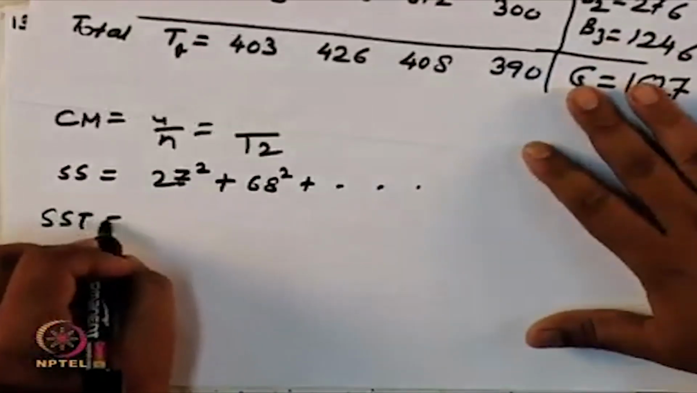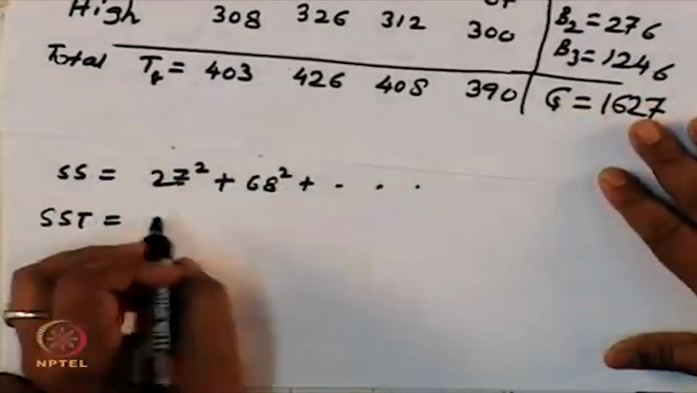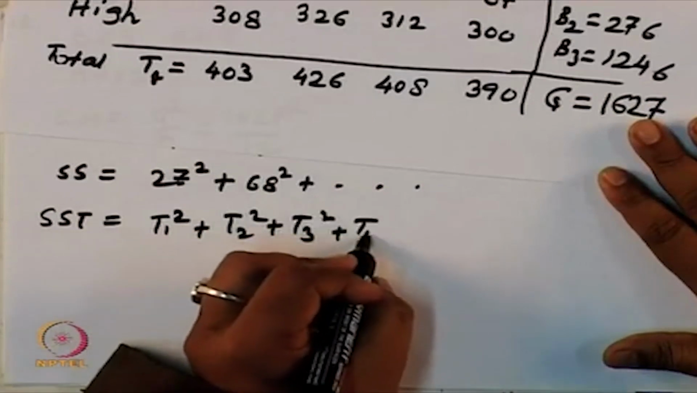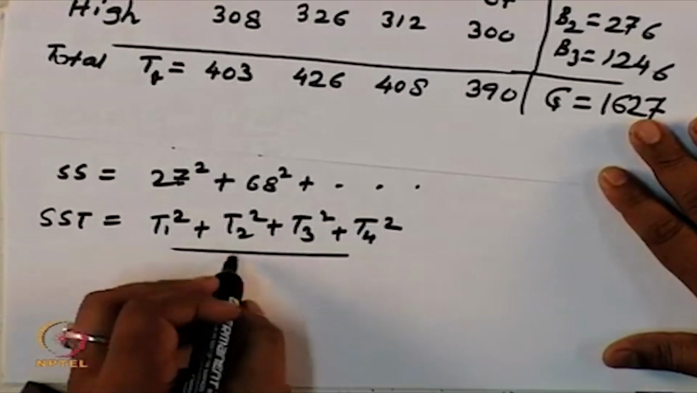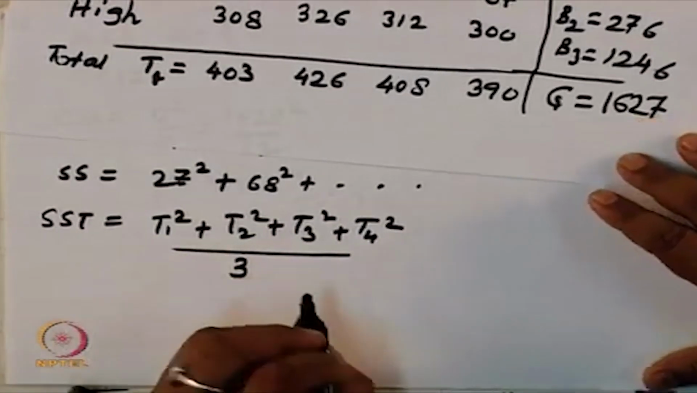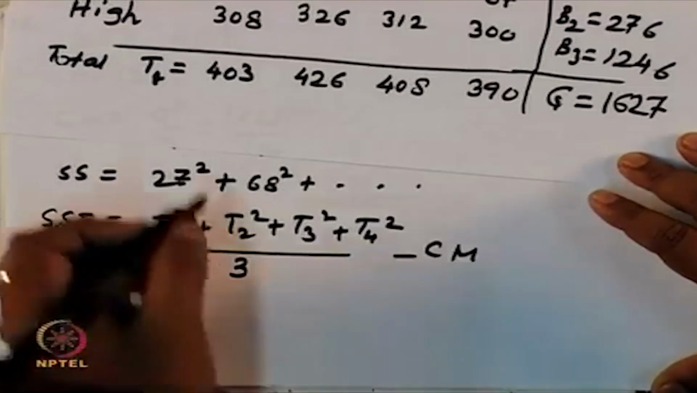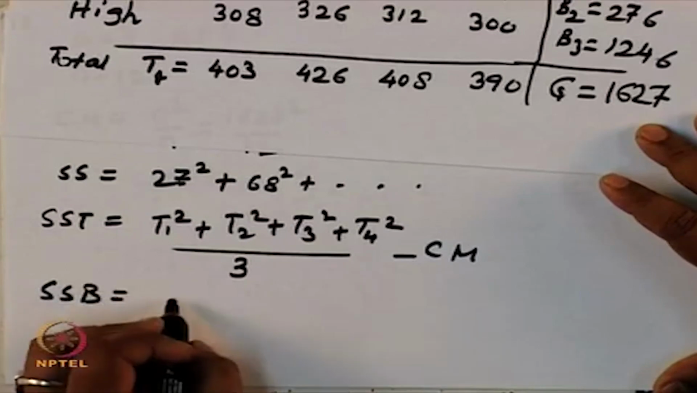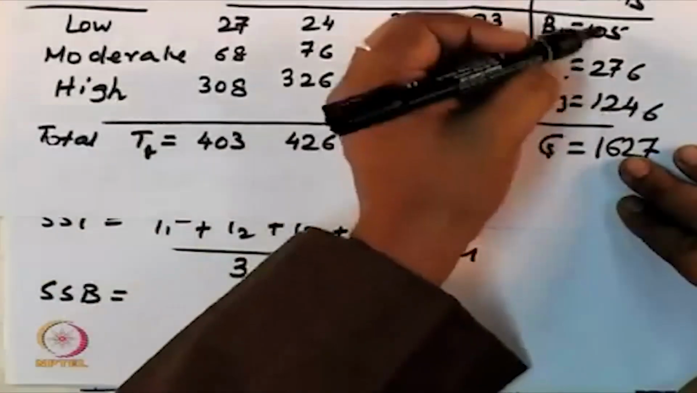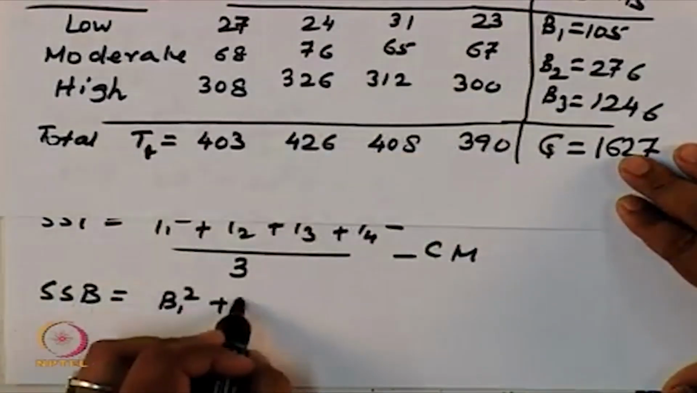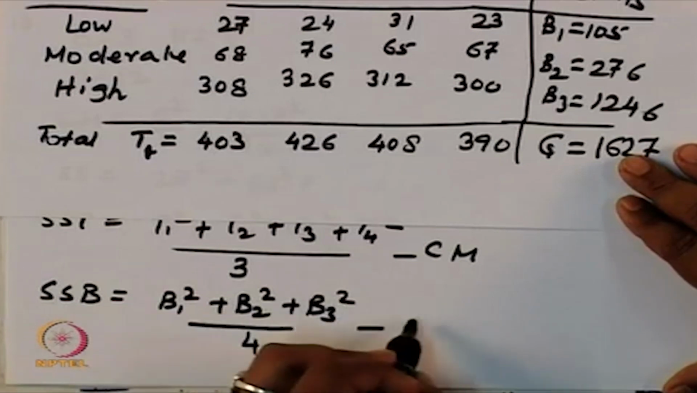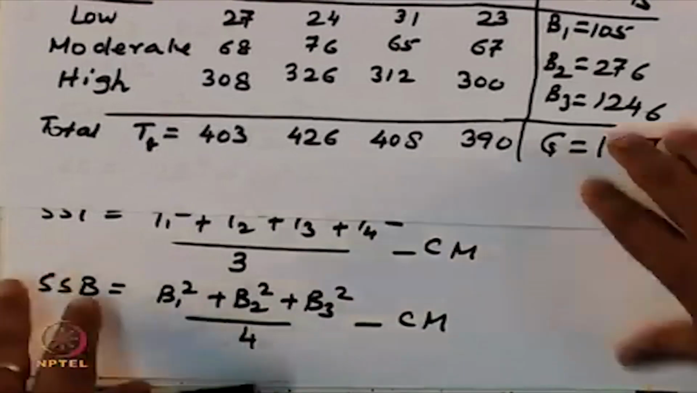You can calculate SST. So, SST is T1 square plus T2 square plus T3 square plus T4 square, by 3, minus Cm. T1 is 403, and so on and so forth. You can calculate SSB, which is B1 square plus B2 square plus B3 square, by 4 minus Cm, and based on these values you can calculate the following ANOVA table.